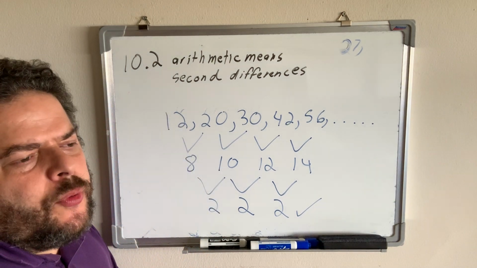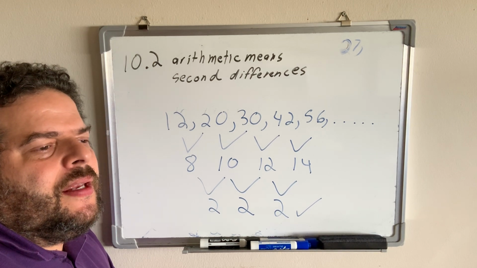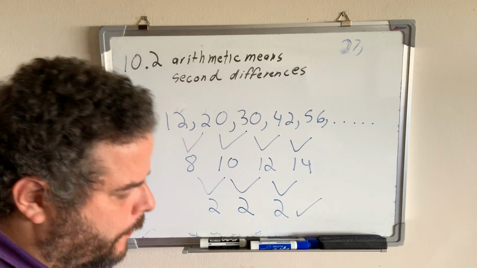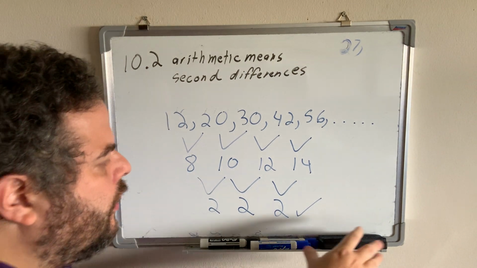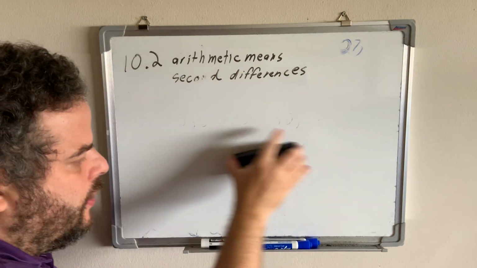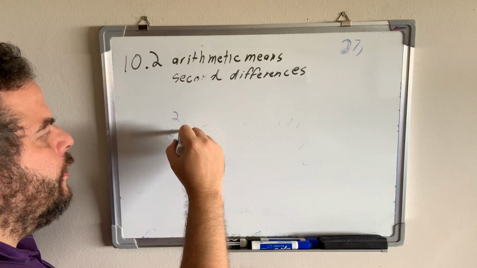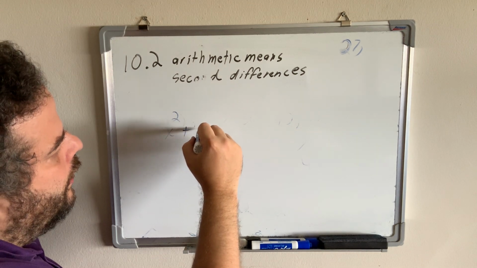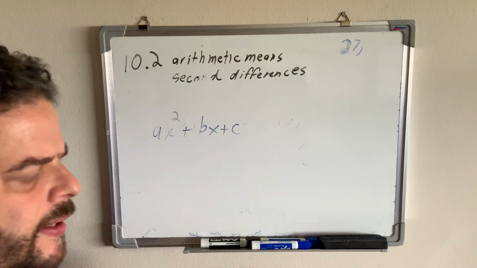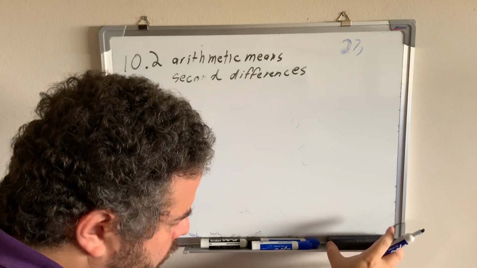Don't call it a quadratic sequence. Just say that the sequence can be expressed via a quadratic equation. And you'll say, Profe, what's a quadratic equation? You should remember a quadratic equation has the form ax squared plus bx plus c. That's a quadratic equation.